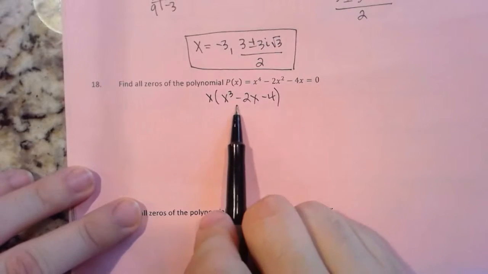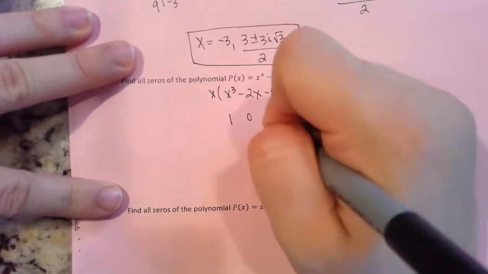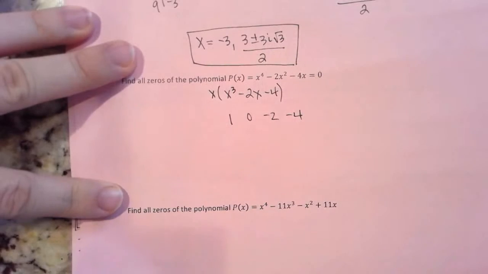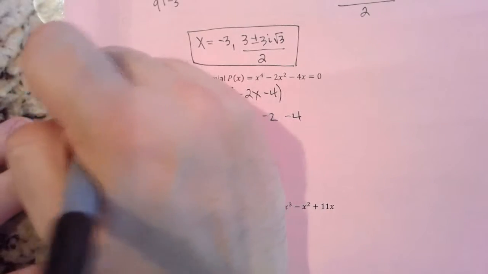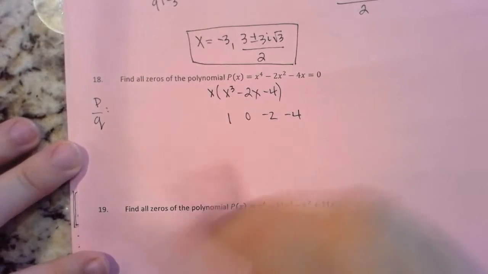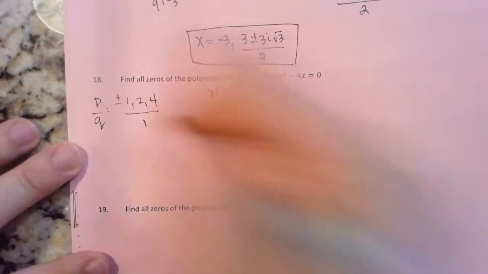And then I also notice that there's a missing term. So when I start to set up the synthetic division, 1, 0, negative 2, negative 4, I have to put the 0 in as a placeholder. P over Q. P is 4, so it's plus or minus 1, 2, and 4 over 1.